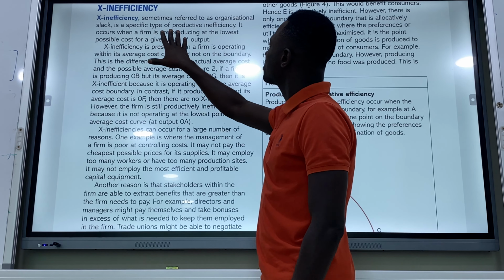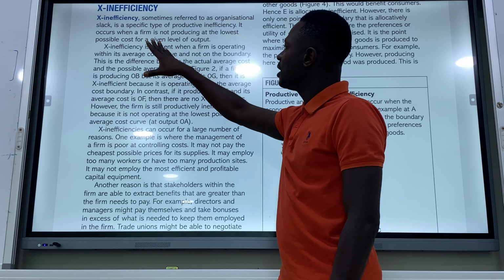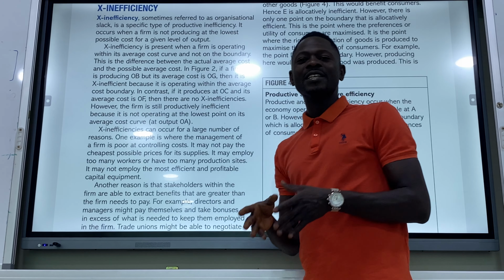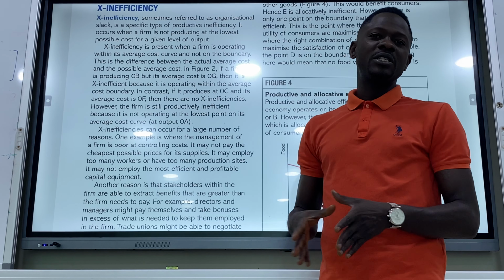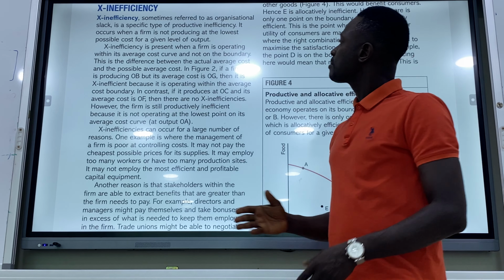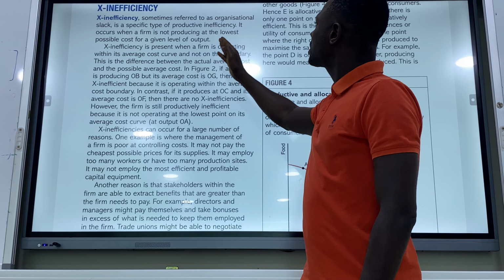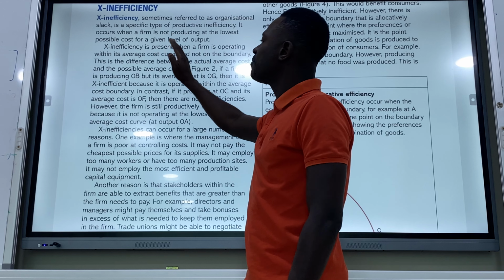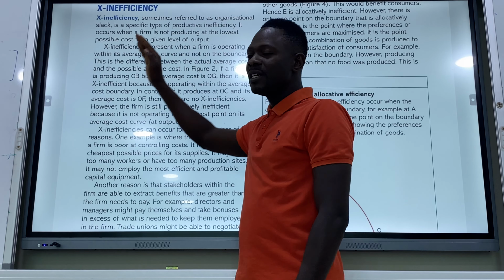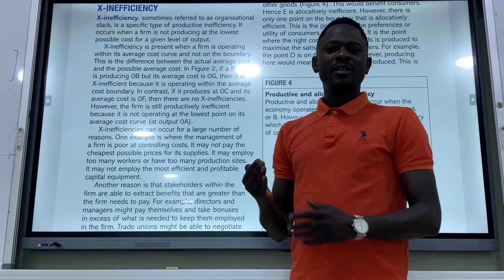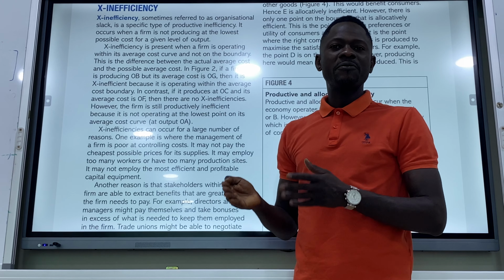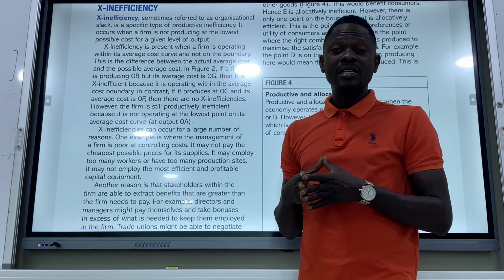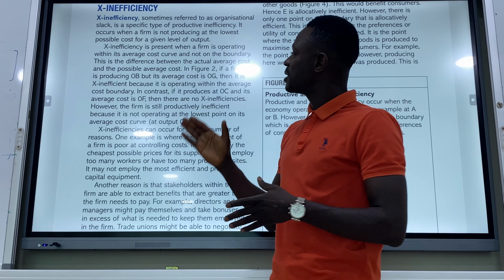X-Inefficiency is sometimes referred to as organizational slack. When we talk about organizational slack, that means the firm or the organization is not taking the right decision regarding productivity, regarding the use of resources. It's a specific type of productive inefficiency. It occurs when the firm is not producing at the lowest possible cost for a given level of output. So like I said earlier, the decision of the firm is not effective, it's not efficient. The firm doesn't have the ability to use its resources to full capacity. That is the point I'm making.